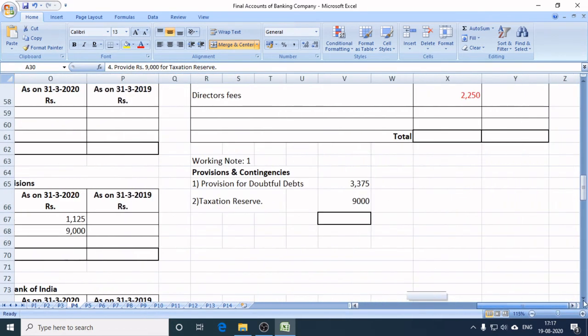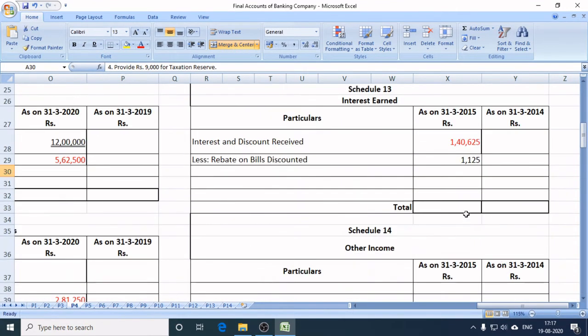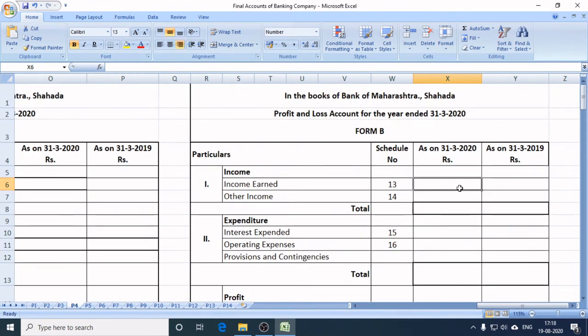Okay, now let's close first Form B, that is the profit and loss account of a bank. Now we will close this ledger first, but we have to deduct this amount. I'll deduct it. From rupees 1,40,625 I will deduct 1,125. The figure is 1,39,500. So mention this figure here next to schedule number 13.